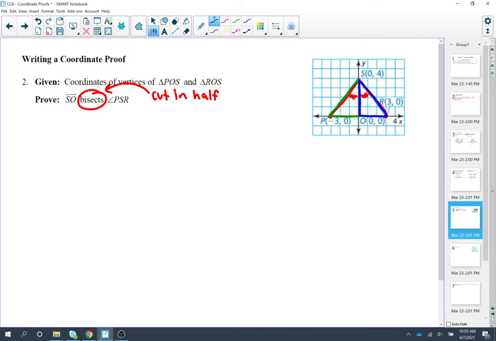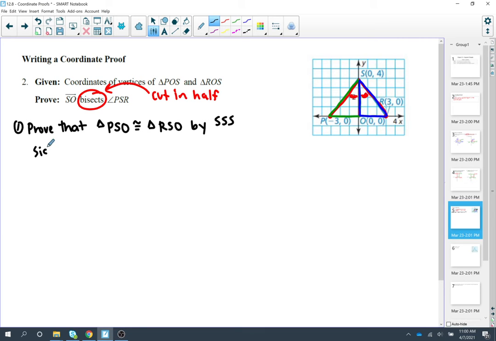Now, for our coordinate proofs, we're going to make these very informal. They're not going to be two column, we're just going to do a bulleted list. So step 1, I want to prove that triangle PSO is congruent to triangle RSO. And the way I'm going to do it is by side, side, side.